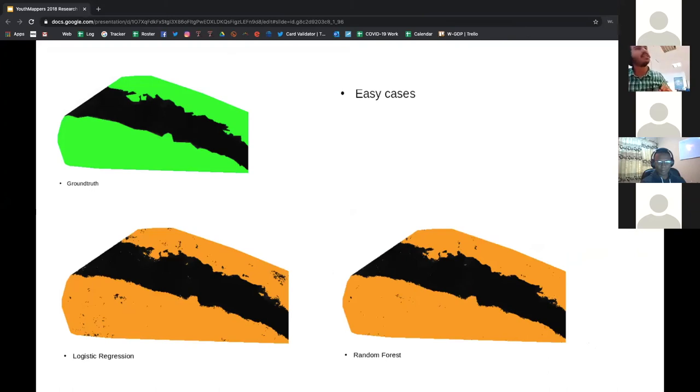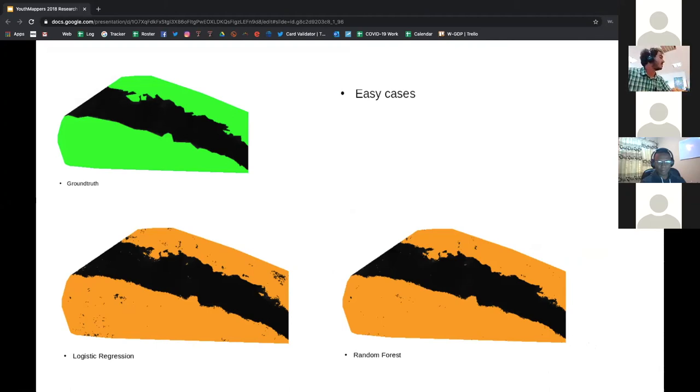Basically, what we saw is that there is some difference between the easy cases and difficult cases. As you can see in this photo, in which we have only Tifa, both algorithms are able to classify all the vegetation, so all the pixels are classified as Tifa in this photo.